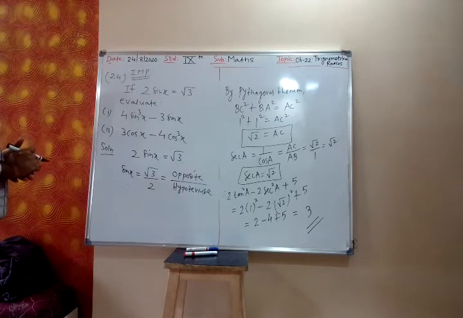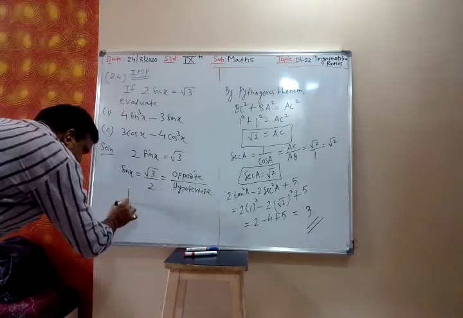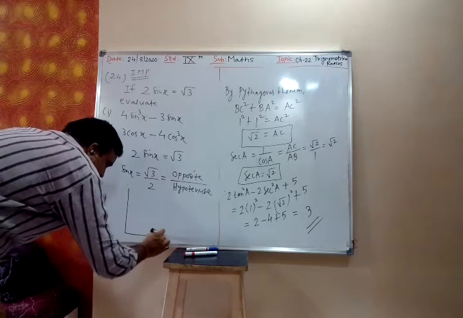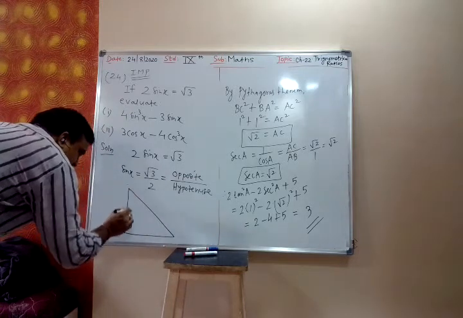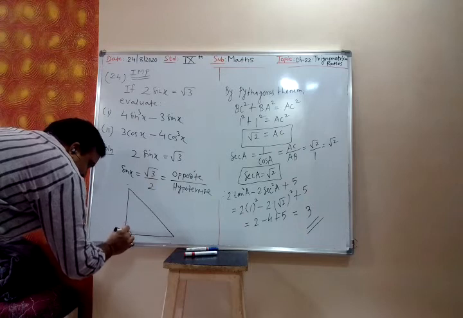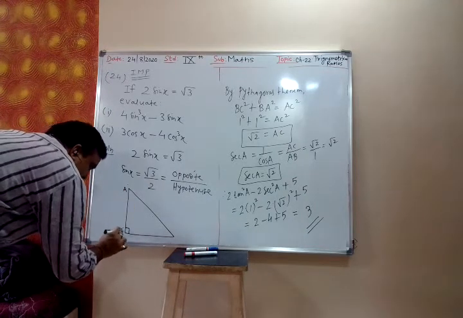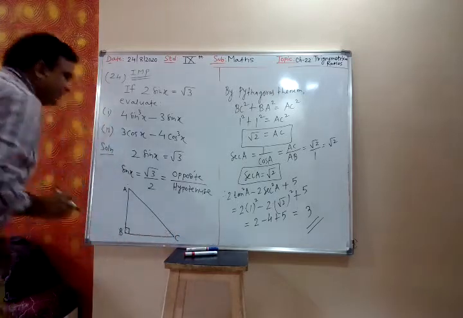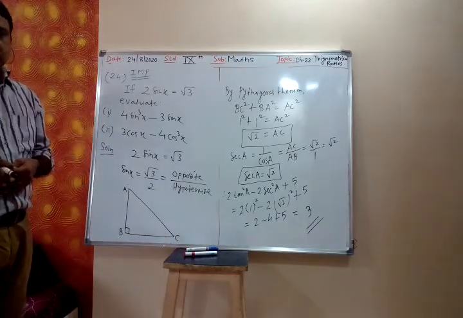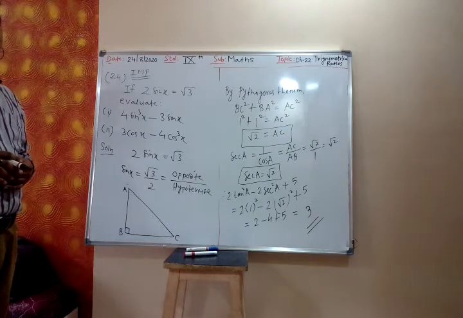We draw the diagram. This is my right angle triangle ABC. Now what is my reference angle? Can anybody tell? What is my reference angle?